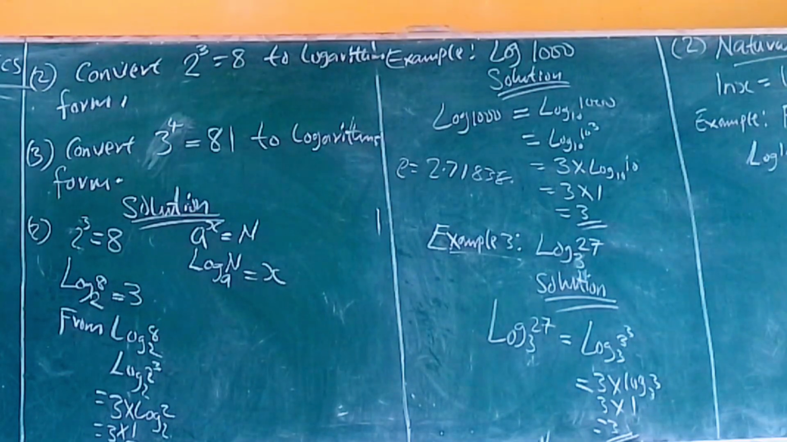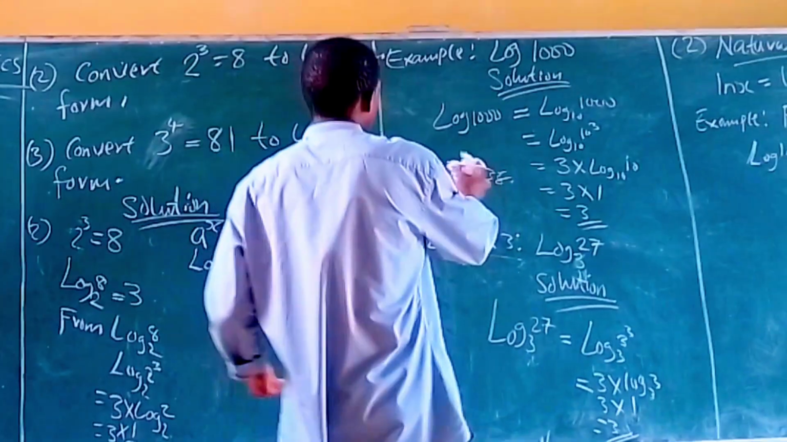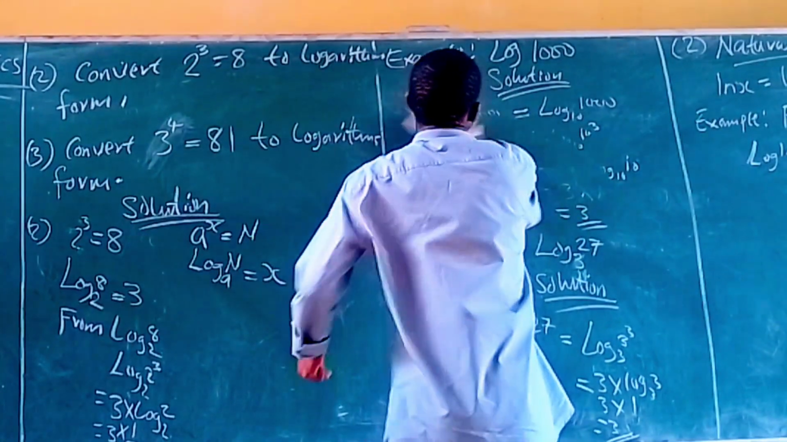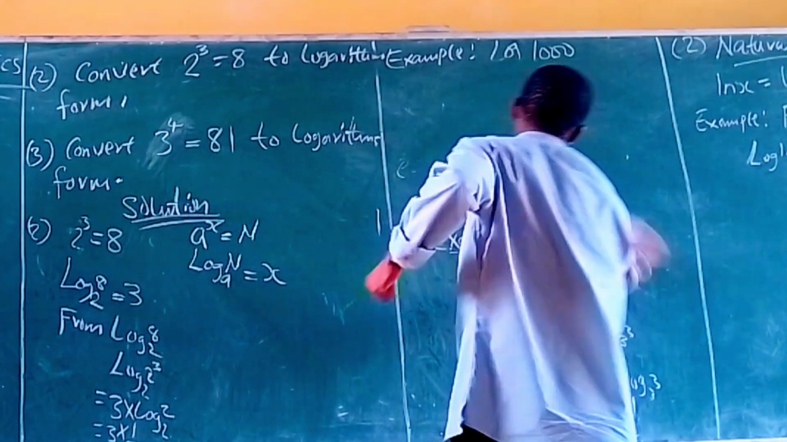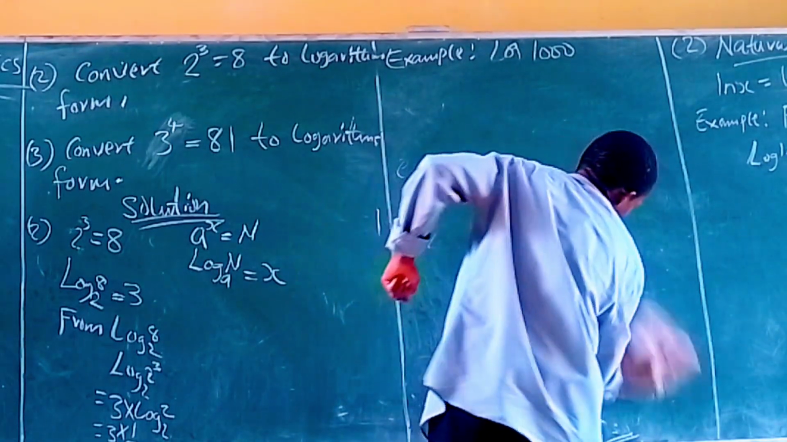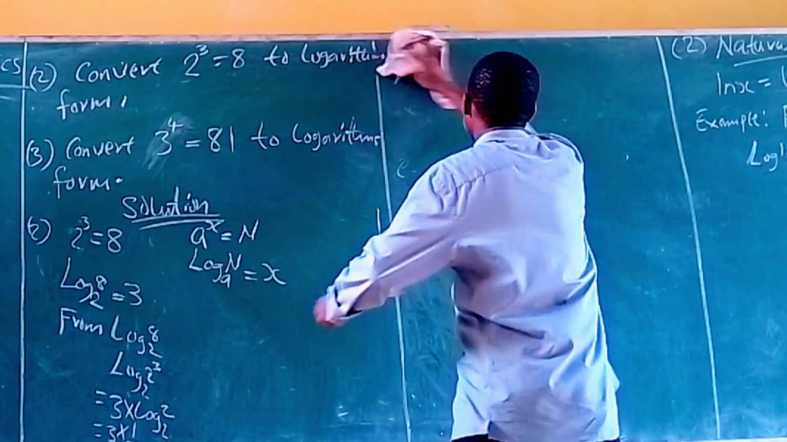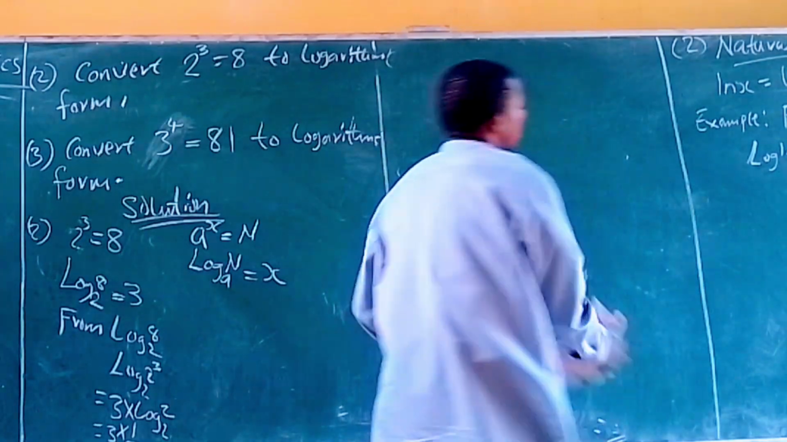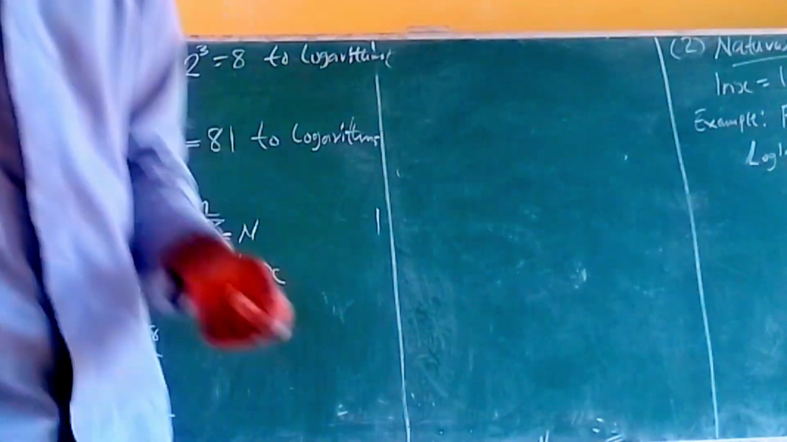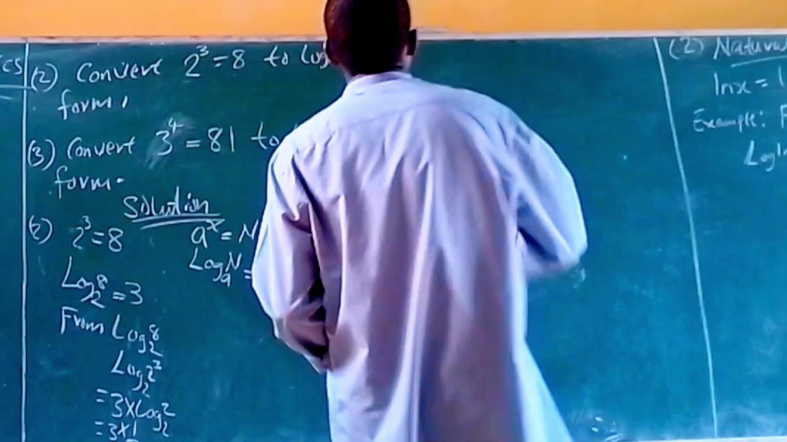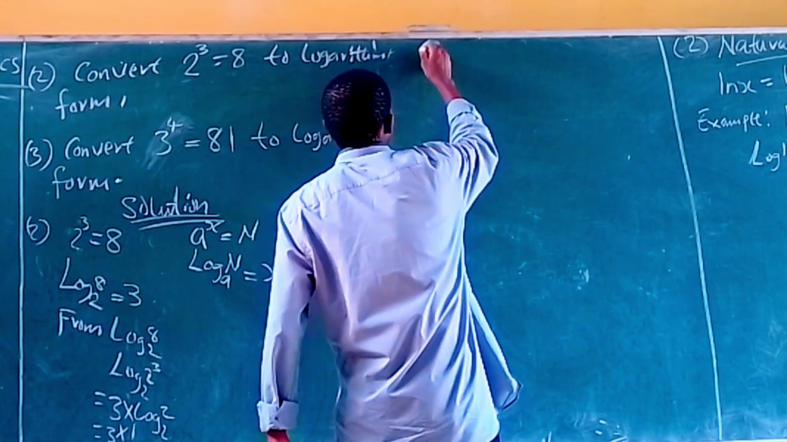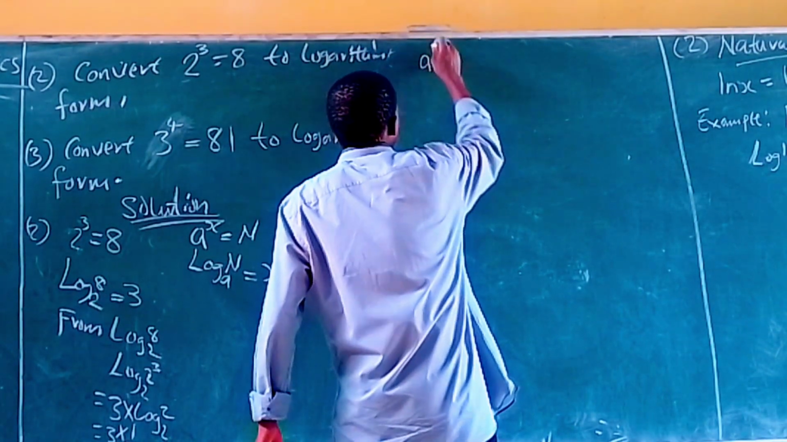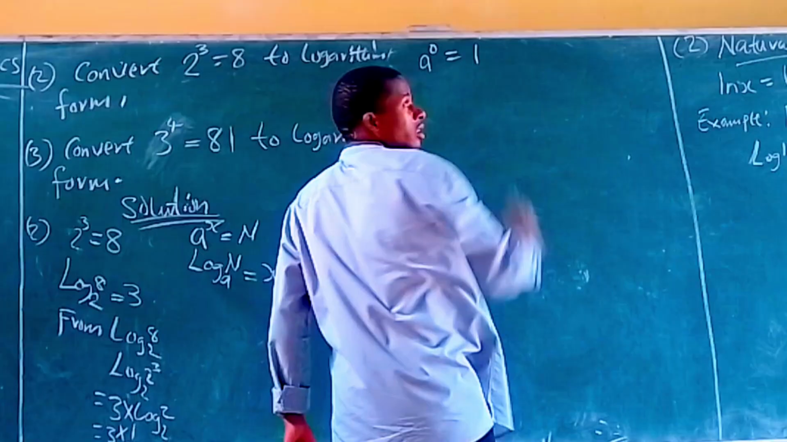This one now, we already understand it. Now let's look at the laws of logarithms. But before we move on, I would like us to understand something. Take note of this. In indices, we say that anything raised to the power 0 is equal to 1, right?